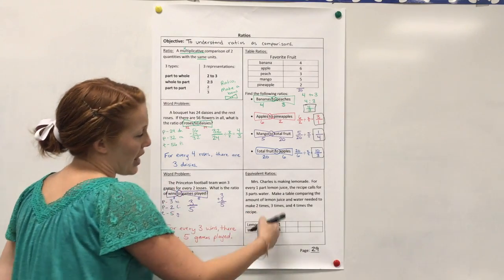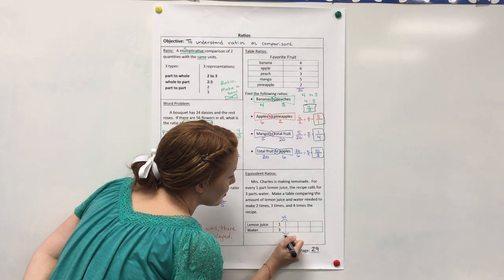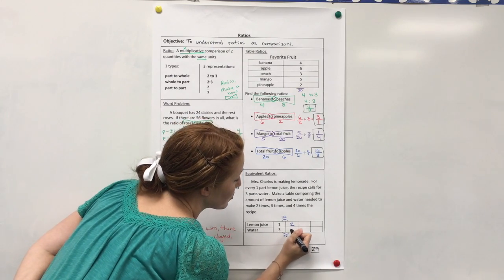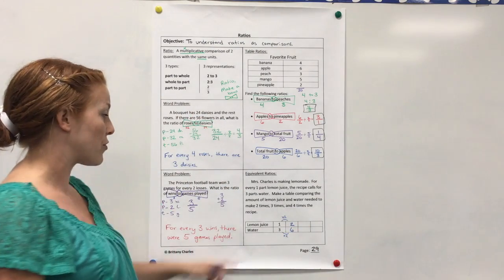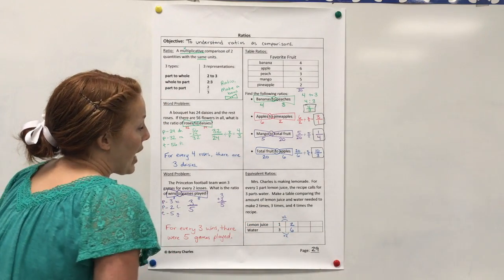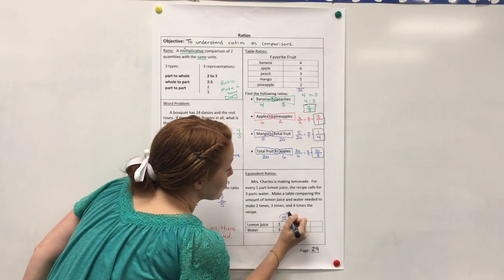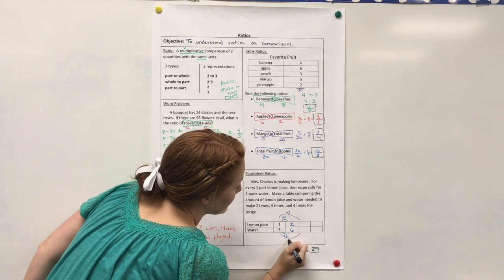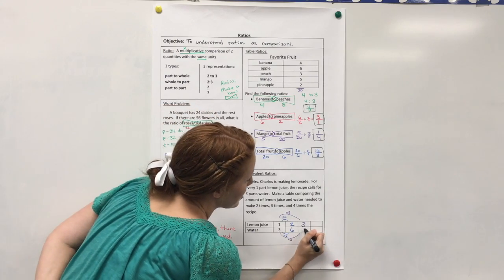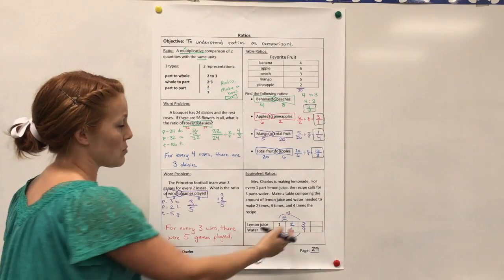Well, if it says 2 times, this just means that I'm going to do times 2 to both of these. Well, 1 times 2 is 2, and 3 times 2 is 6. So for every 2 cups of lemon juice, you would need 6 cups of water. Okay? And then if I went 3 times the recipe, from here to here, I would do times 3. So 1 times 3 would be 3. 3 times 3 would be 9. So for every 3 cups of lemon juice, I would need 9 cups of water.